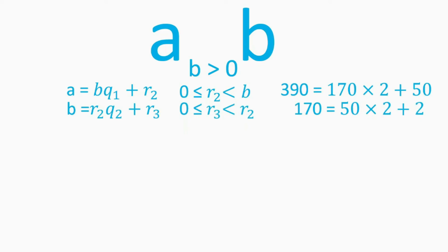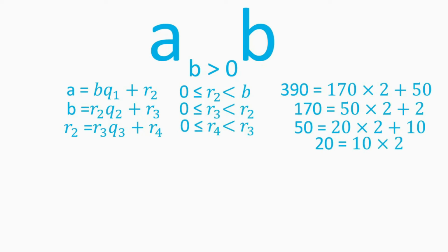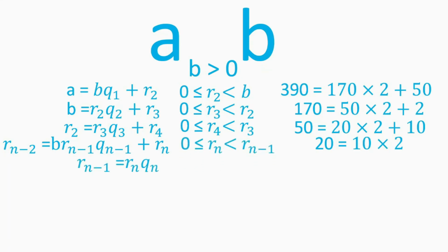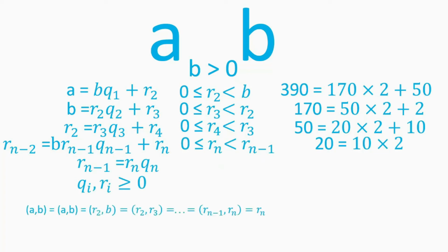It's very simple. For example, a equals b times q sub 1 plus r sub 2, where r sub 2 is less than b, but greater than or equal to 0. q sub i is the quotient, and r sub i is the remainder of the division. The remainders r sub 2 and r sub 3 are constantly decreasing, so they must eventually become 0.